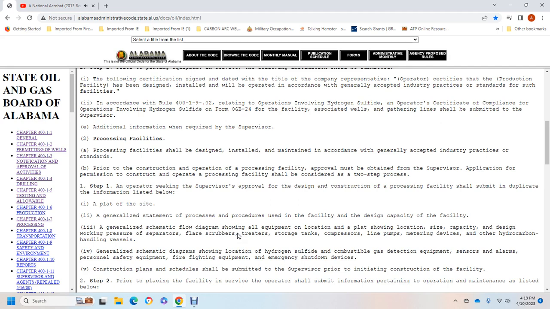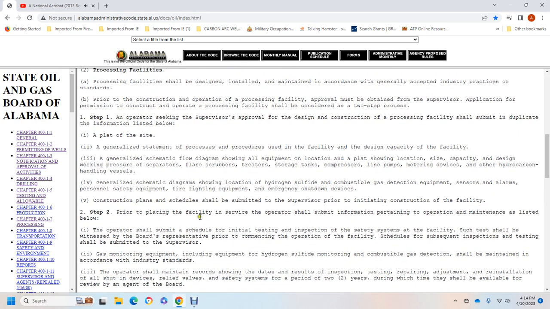3. A general schematic flow diagram showing all equipment, the location platform showing the location site, with the capacity and design working pressure for the separator, flare, scrubber, treater, storage tank, compressor, line pump, metering device, and other hydrocarbon vessels. 4. A generalized schematic diagram showing the location of hydrogen sulfide and combustible gas detection equipment, sensors for the line, personal safety equipment, firefighting equipment, and emergency shutdown devices. 5. The construction plan and schedule shall be submitted to the supervisor prior to initiating construction of the facility.